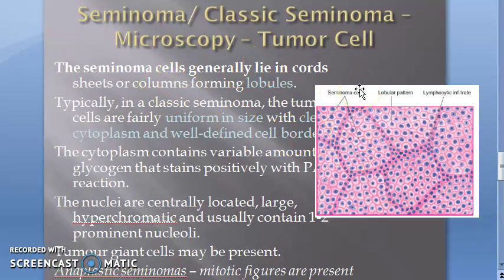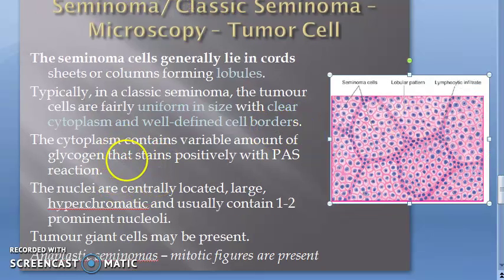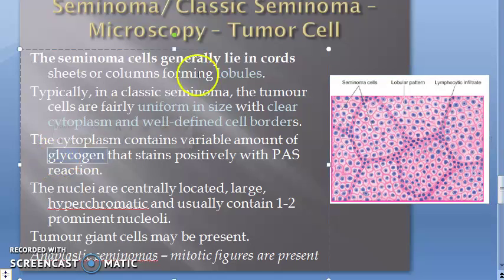Microscopy of the tumor cell, it is lying in lobules. These cells are uniform in size, cytoplasm is clear and a well-defined cell border is there. The cytoplasm contains a variable amount of glycogen and it is stained positively with PAS stain. The nuclei are large, centrally located, hyperchromatic, and they contain 1 to 2 prominent nucleoli. Tumor giant cells may be present. Anaplastic seminomas will show mitotic figures.